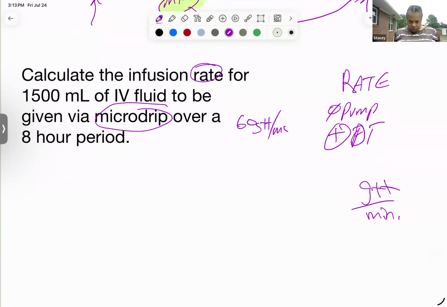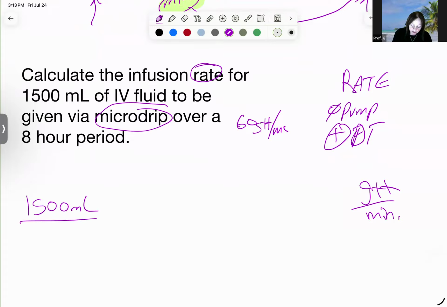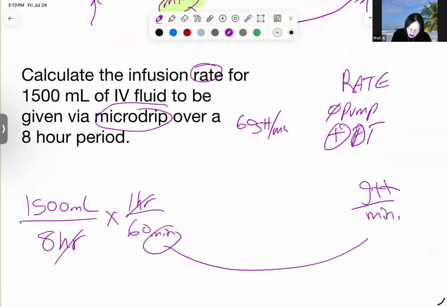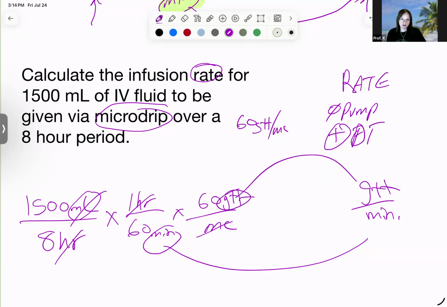All right. So the doctor says give 1,500 milliliters of IV fluids over 8 hours, and I have a micro drip tubing, so no pump. Hours to minutes: 1 hour is 60 minutes. There's my minutes. Now, how do I get rid of milliliters and get to drops? You already know it's 60 drops per milliliter, and that leaves me drops in the numerator position. Awesome. So now it's just the math.